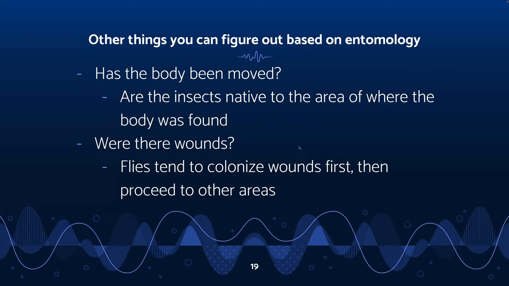All right. So some other things that you can figure out based on the entomology are whether the body has been moved. That pretty much means, has something died, sat there for a while, and then been moved somewhere else? And how you can figure this out is by checking whether the insects on the body are native to the area where the body is. Basically, say there's a body in one area. Insects native to that area will go onto the body. Once the body has moved, those insects will not be native to that area anymore because it has moved locations. So that way you can tell whether it has been moved, yes or no.